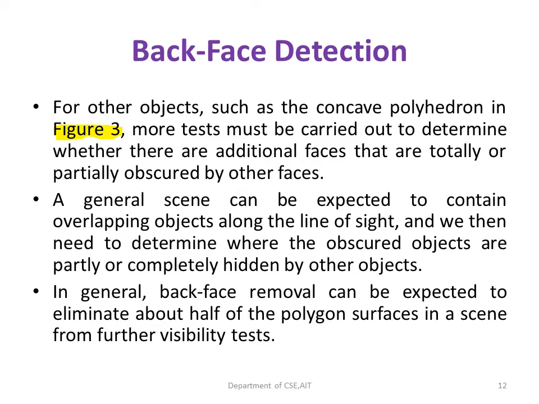Every time my scene may not be a simple one. It can consist of objects which can be concave also. So suppose I have some objects which are concave. We have to conduct more tests to see whether that particular plane is hidden, or visible, or partially visible. A scene can consist of multiple overlapping objects, and along the line of sight we can see multiple objects, and these objects may be obstructing or hiding some other objects behind them.